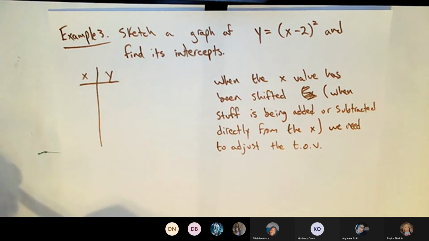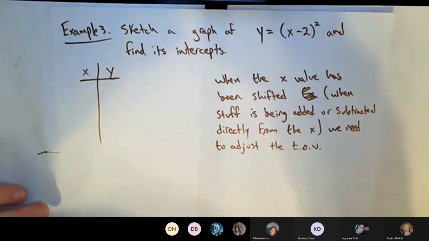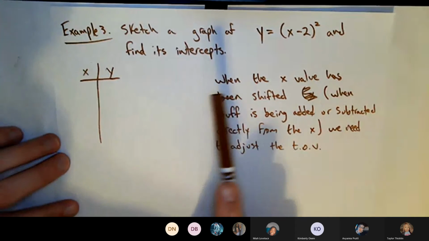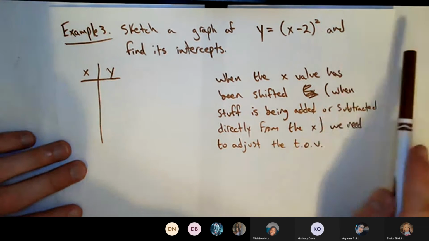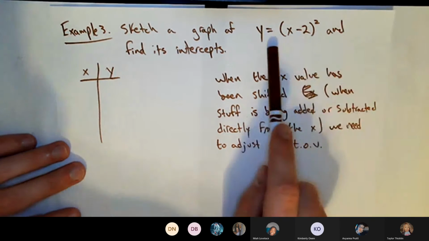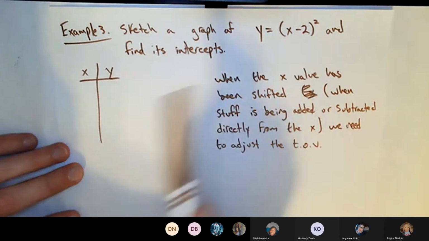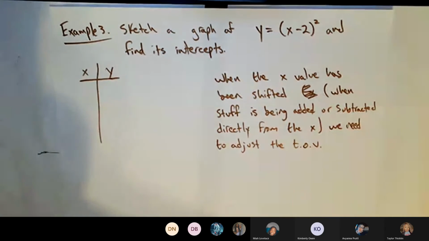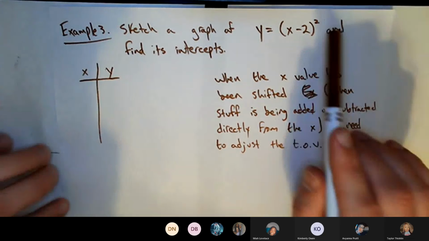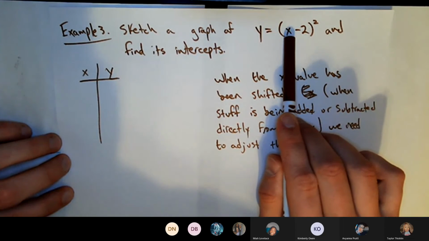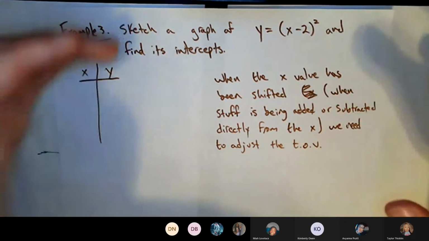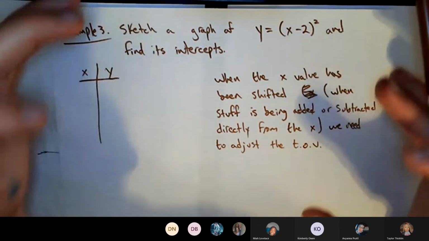Okay, now I know I'm almost out of time here, so I'm going to wrap it up. So how do you know when the x value has been shifted? You have to learn to recognize it. You have to start recognizing when the x value has been shifted. And how do you recognize that? Well, when stuff is added or subtracted directly from the x. So if there's a square, it's like that -2 is stuffed inside with the x.